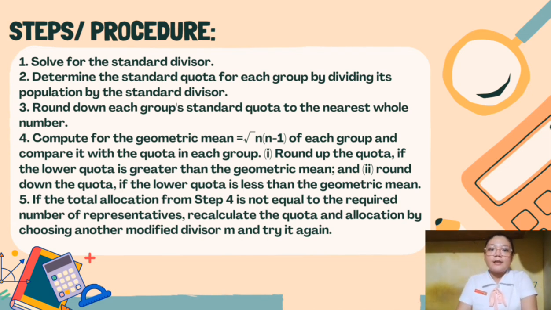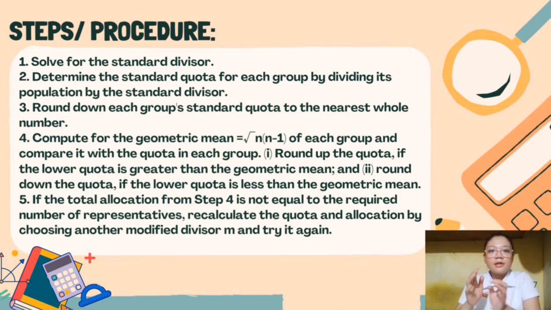Step 4 is to compute the geometric mean: the square root of n times n minus 1 of each group, and compare it with the quota in each group. Round up the quota if the lower quota is greater than the geometric mean.